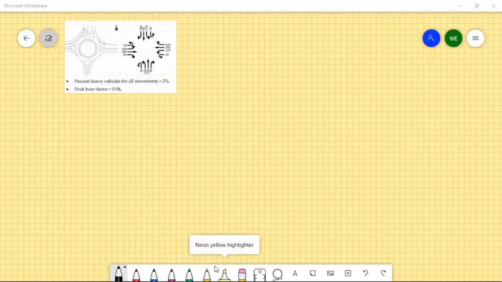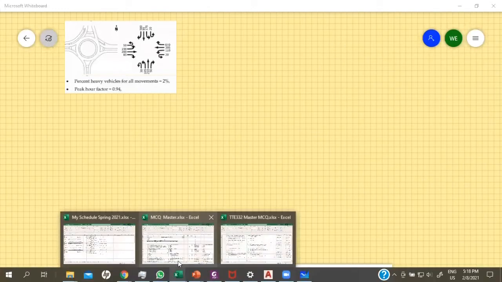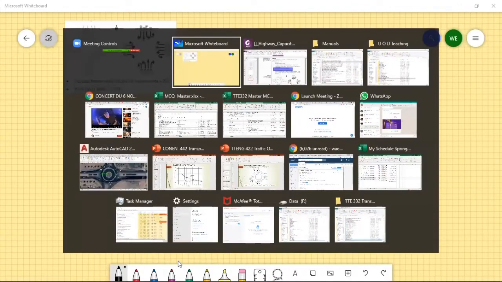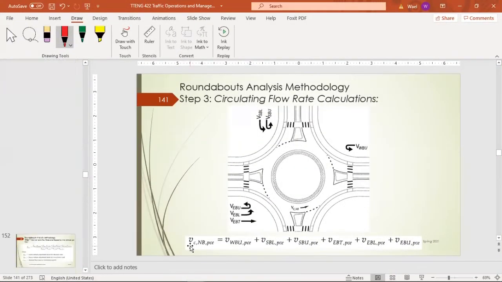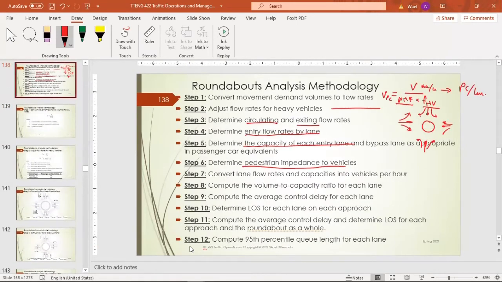So here we are going to continue on calculating level of service at roundabouts, and we go back. As I mentioned, the first step is converting the movement demand volumes into flow rate. So we are going to divide by the peak hour factor. Then we adjust the flow rate for heavy vehicles, dividing by FHV. Then determine the circulating and exiting flow rate, and also the entry volume, and so on. Let's go through these steps.